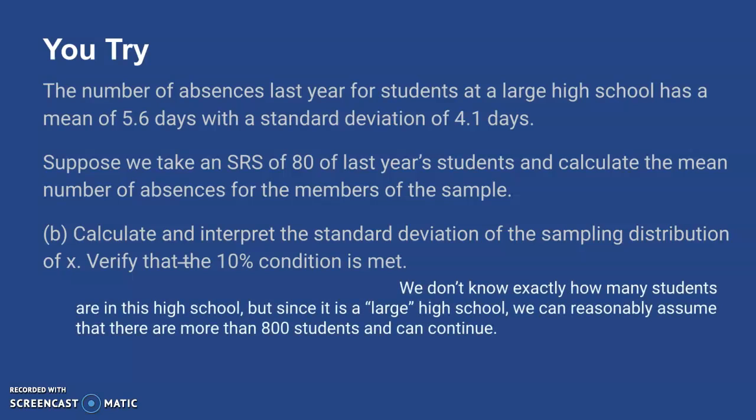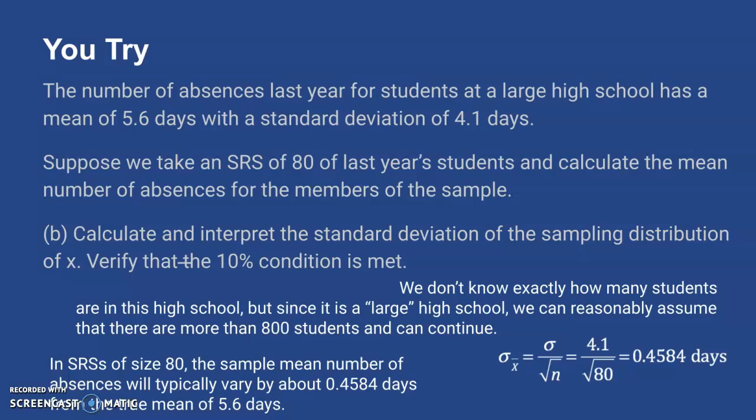All right, so we don't know exactly how many students are in this high school, but if it's a large high school, we can reasonably assume there are more than 800 students. So we're going to continue. Using the formula, the standard deviation for the sampling distribution of x bar is sigma over square root of n. That works out to be 0.4584 days. And therefore, in SRSs of size 80, the sample mean number of absences will typically vary by about 0.4584 days from the true mean of 5.6 days.